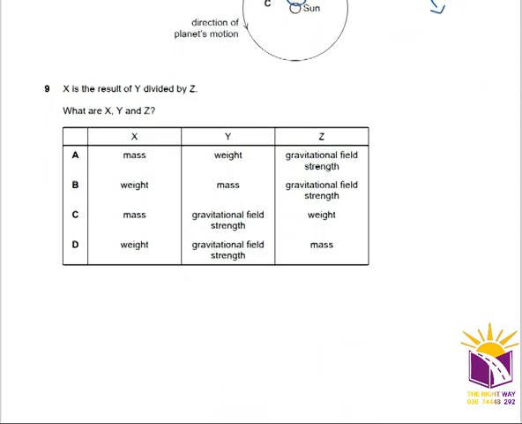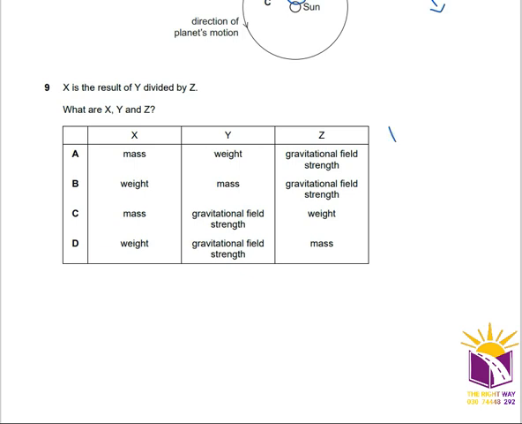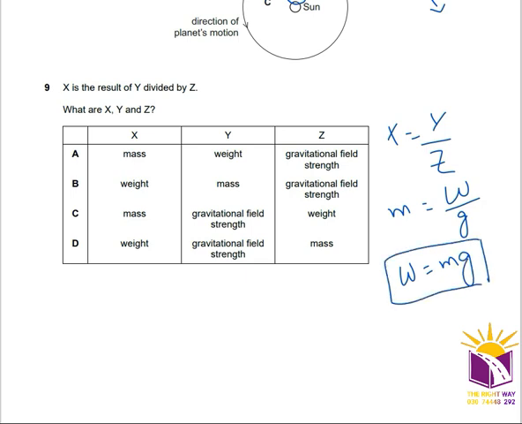Question number 9. X is the resultant of y divided by z. What are x, y and z? So first of all, m is equal to w divided by the gravitational field strength g. So w is equal to mg. From this equation I can write that weight is equal to mass multiplied by gravitational field strength. Yes, this is the right equation, and it is according to our question.